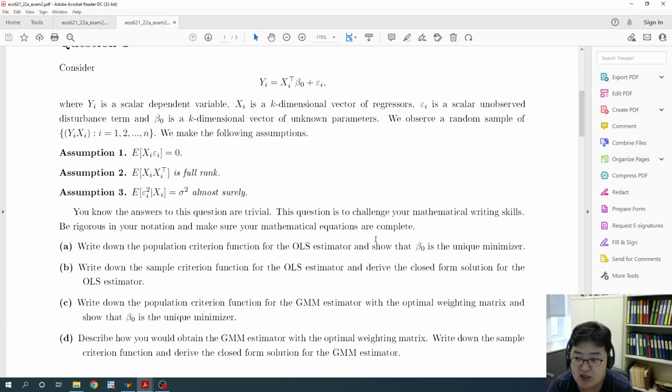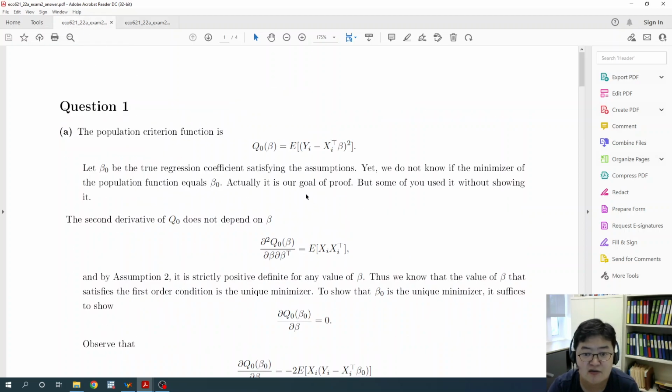What you have to show here is this. Literally, this is what you have to prove. But most of you just assume that, use it as a fact. Then what's the point of this question? You may think of it this way.